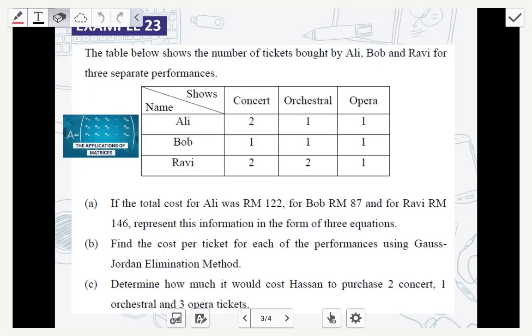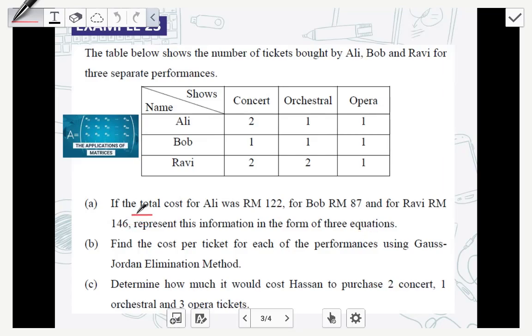Let's read the question. The table below shows the number of tickets bought by Ali, Bob and Ravi for 3 separate performances. Students, look at the performances: concert, orchestral and opera. The total cost for Ali was 122, which means buying 2 tickets of concert, 1 orchestral and 1 opera cost Ali 122. Bob has spent 87 and Ravi has spent 146. Represent this information in the form of 3 equations.